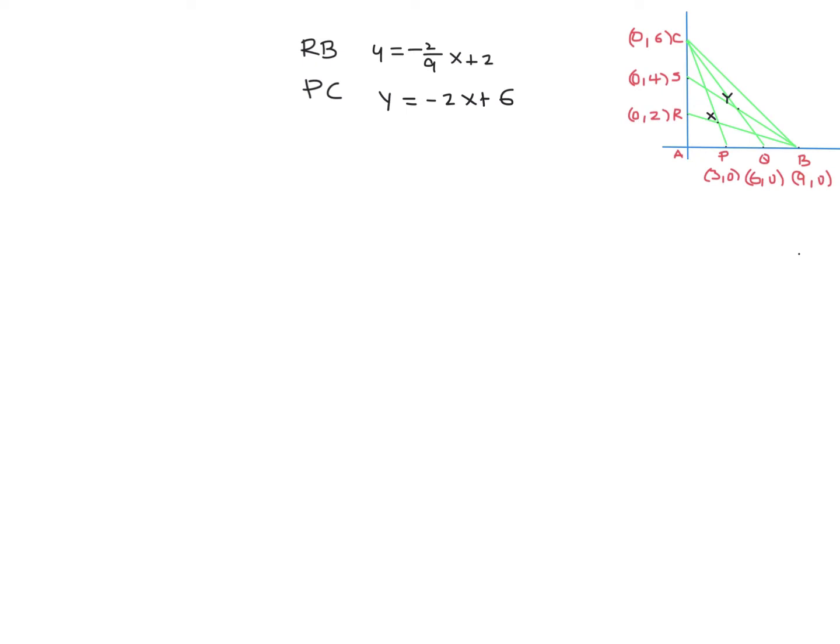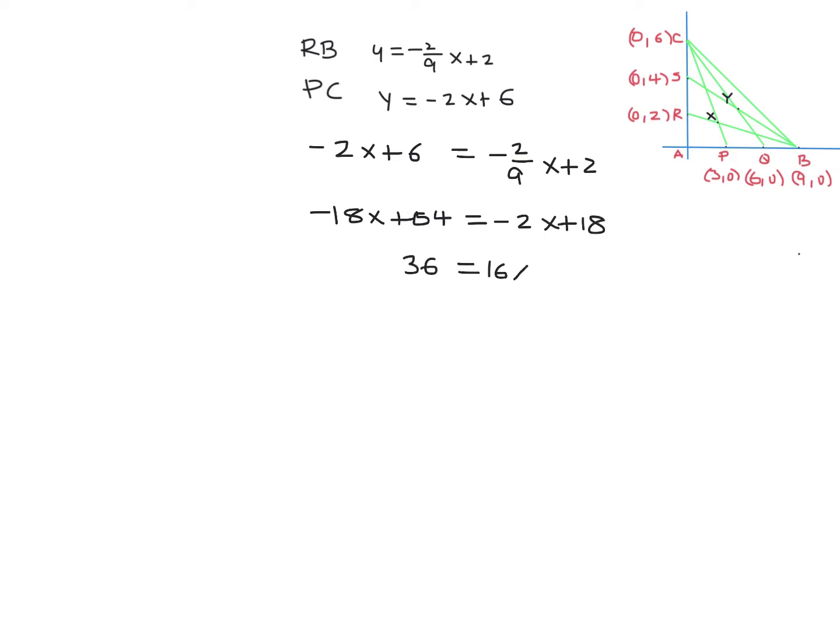That's pretty straightforward. Just set these two equal to each other, and we get minus 2x plus 6 is equal to minus 2 over 9x plus 2. Solving, let's multiply through by 9. We get minus 18x plus 54 is equal to minus 2x plus 18. And when you put everything on one side, you get 36 is equal to 16x. And therefore, x is 9 over 4.